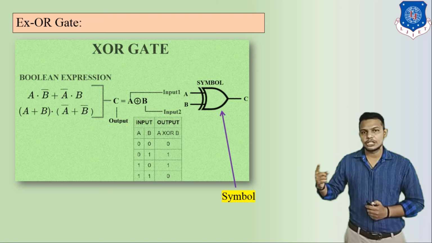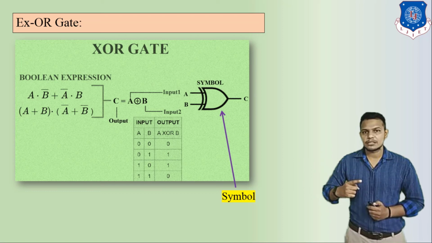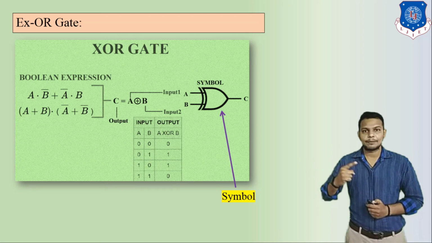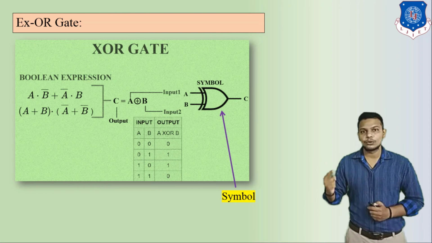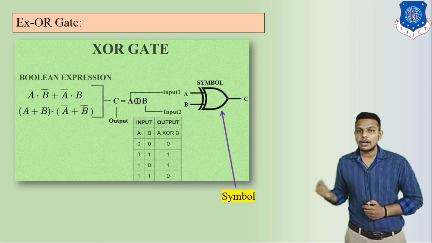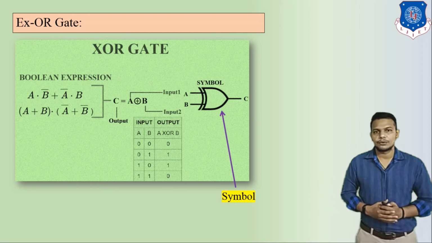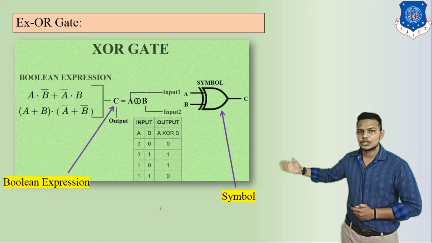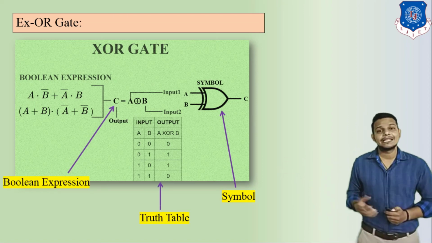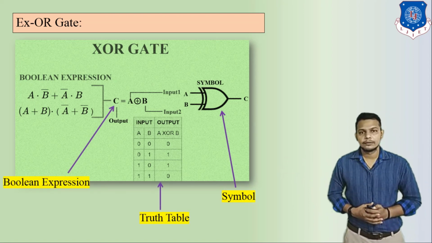That means 0, 0, that becomes 0. 0, 1, that becomes 1. 1, 0, that becomes 1. And 1, 1, that becomes 0. So here you can see in the truth table. So this is the exclusive OR.